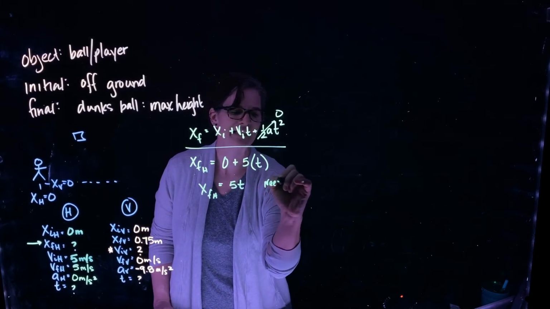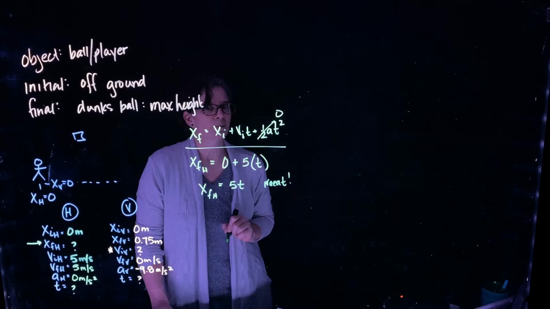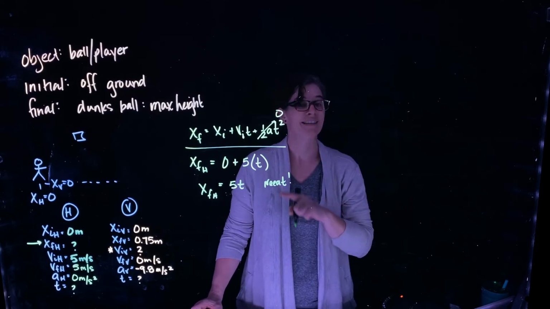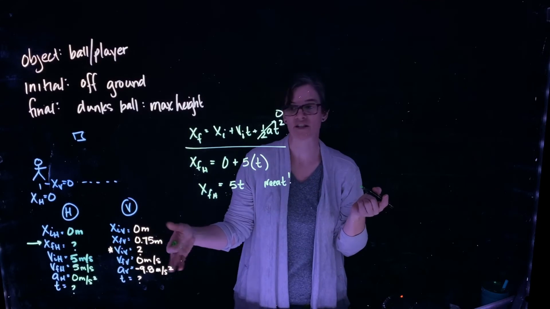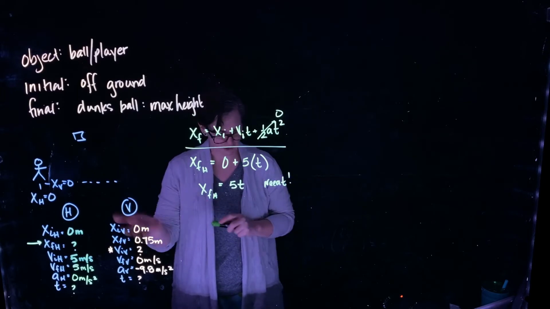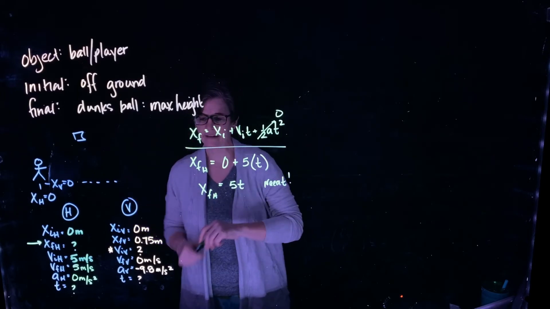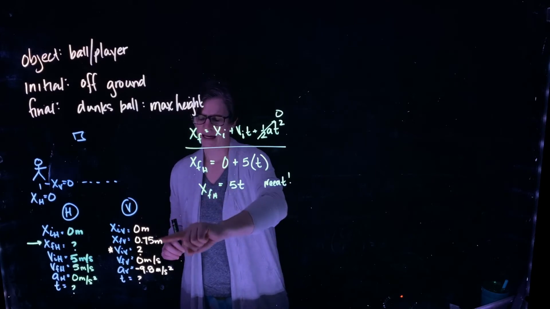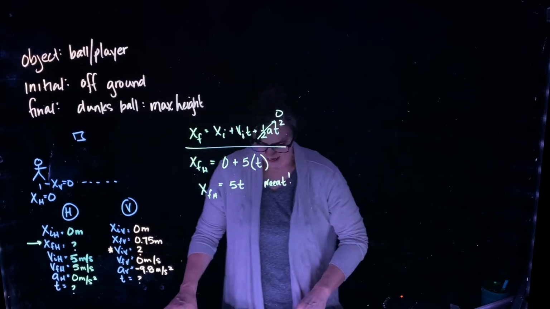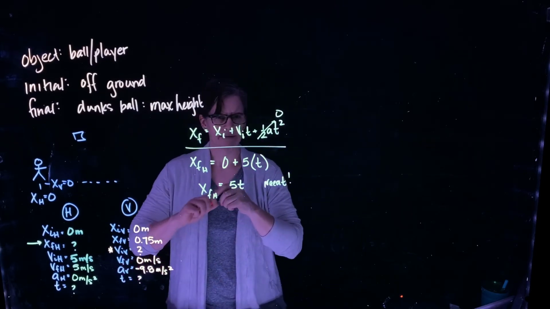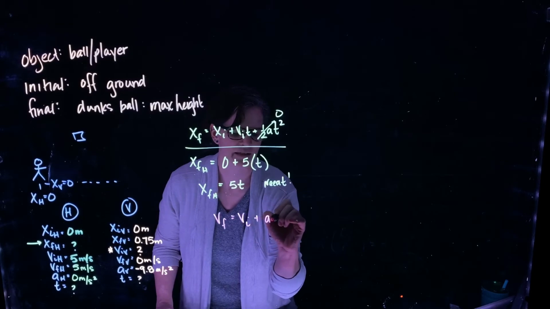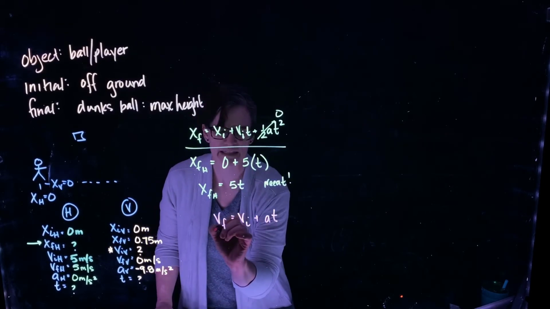So I need time. Well, when I need time, it's often the case that I look to the other list, the other dimension, because time is the same in both of these. So let's go ahead and look at the other dimension. Well, I have initial and final position, I have final velocity, and I have acceleration. We know that our final velocity is equal to our initial velocity plus my acceleration times time. Let's see if that helps us out.